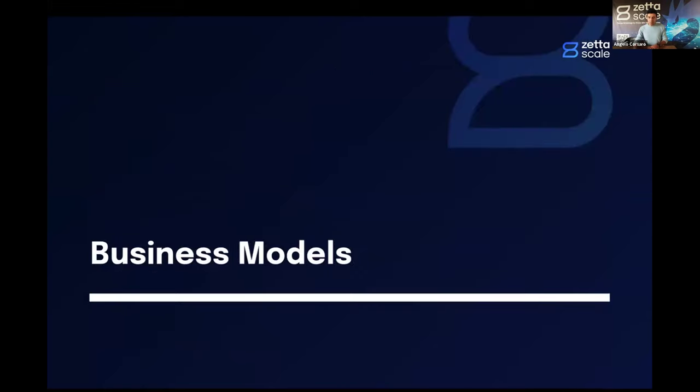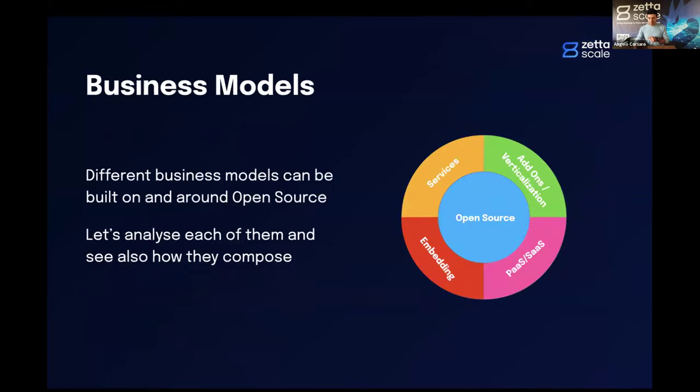Okay, let's move to business models. So you've taken the decision to do open source. Let's assume, like in our case, you are a small company. How then can you make a company sustainable? Because in the end, as I always say, we need to pay salaries. If you have kids, you need to buy food and ensure education and healthcare for your kids. So we need to make some revenues.